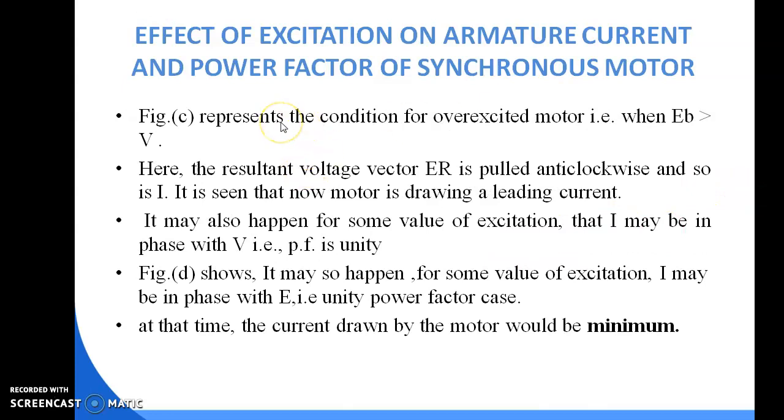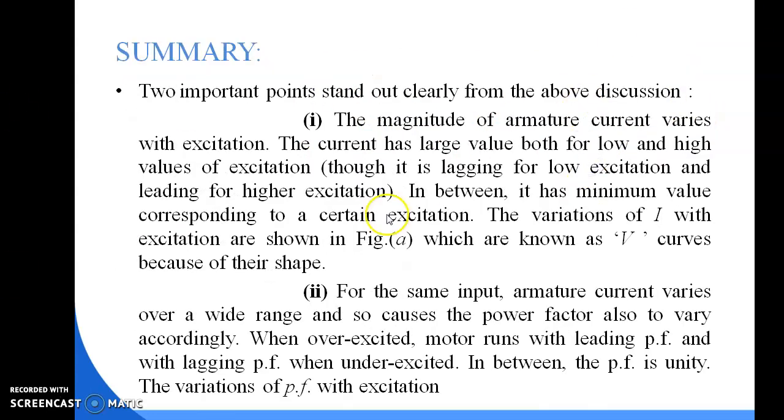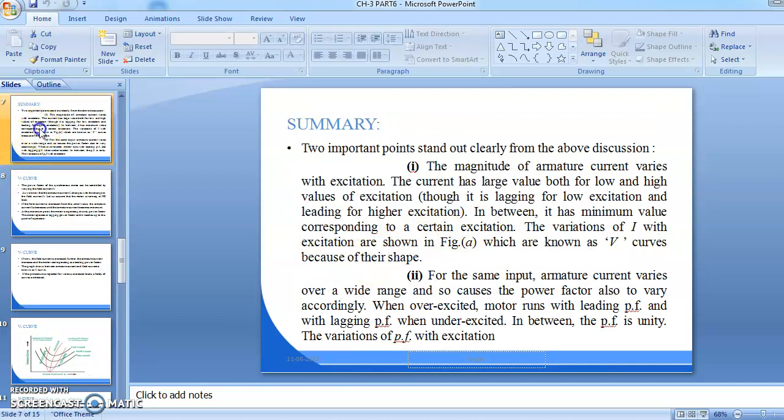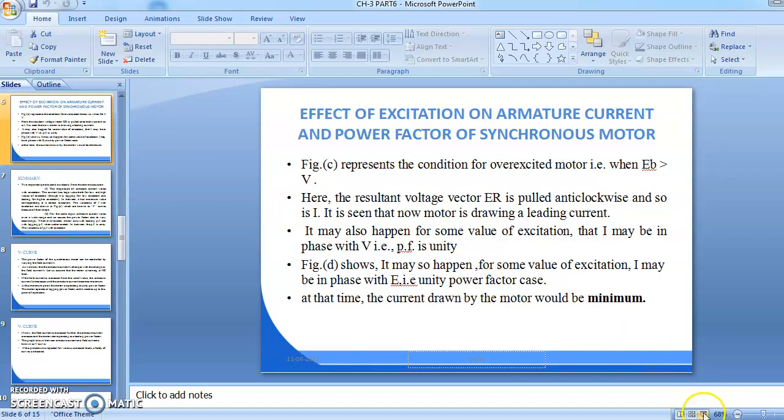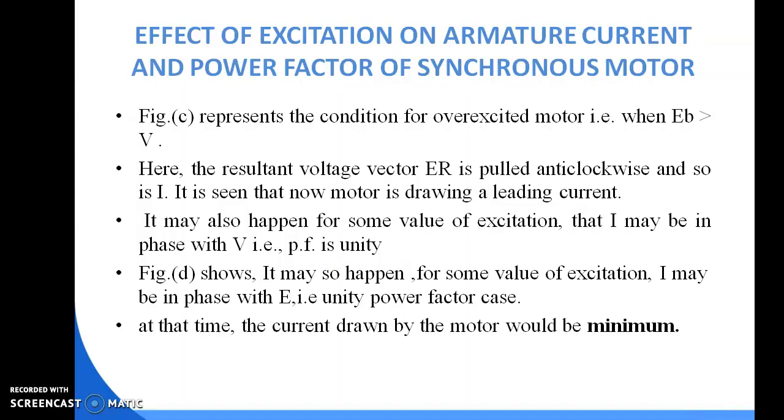Now we can see figure C. It represents the condition for an overexcited motor, that is, when EB is greater than V. So, what happens when EB is greater than V? We will see now. Figure C represents the overexcited case. Here, the resultant voltage vector ER is pulled anti-clockwise and so is the armature current I. It is seen that now the motor is drawing a leading current.